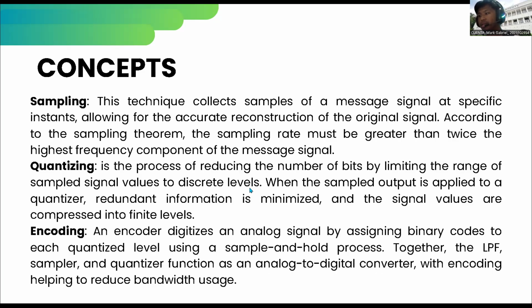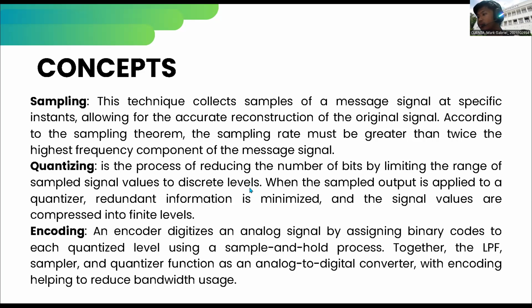First is the sampling. Sampling is the first step in PCM. In this process, the continuous analog signal is measured at specific time intervals. According to the sampling theorem, the sampling frequency must be at least twice the highest frequency of the signal to accurately reconstruct it. This ensures that no important information is lost during the conversion.